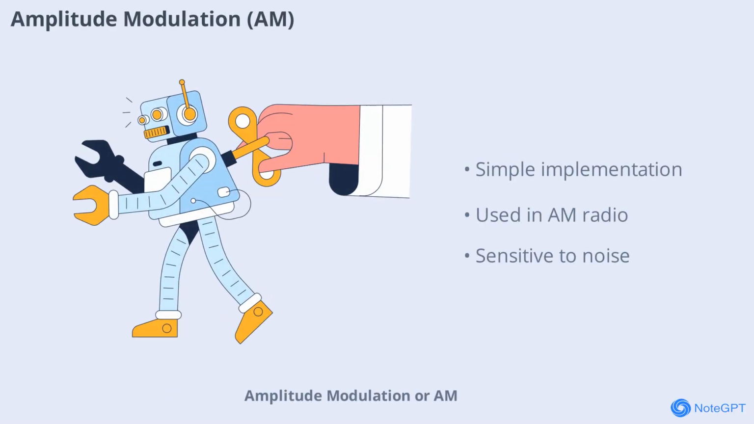Amplitude modulation, or AM, is one of the earliest and simplest forms of modulation. In AM, the amplitude of the carrier wave is varied in proportion to the message signal. This technique is widely used in AM radio broadcasting, where audio signals are transmitted over long distances. While AM is easy to implement, it is more susceptible to noise and interference compared to other methods. Despite its limitations, AM laid the groundwork for more advanced modulation techniques.